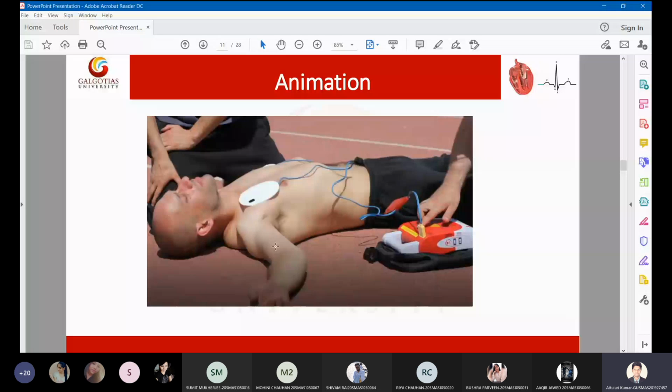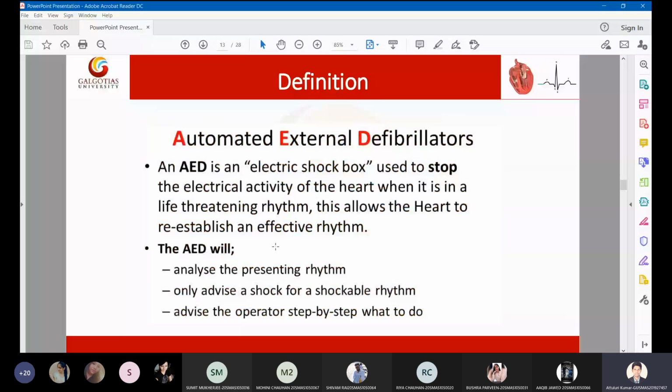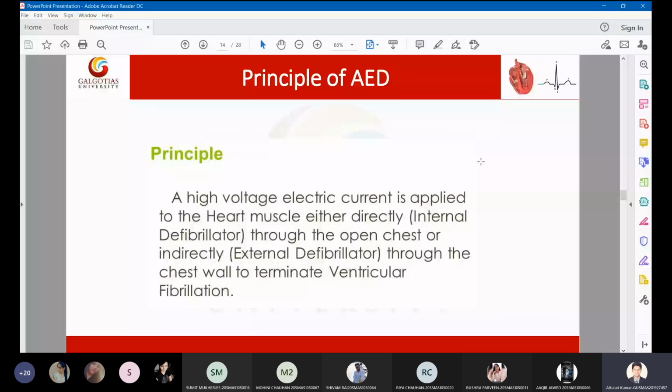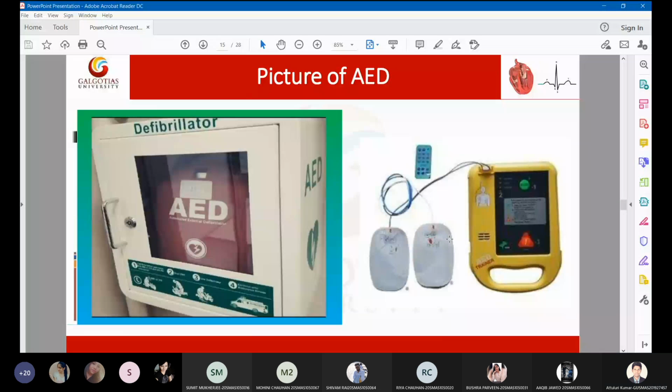So we know how the AED works. AED stands for automated external defibrillator, which is an electric box used for resetting the heart rhythm. The principle is that a very high voltage electric current will be given to the patient, so the heart's natural rhythm will be reset. This is how the AED looks. It's a simple device with 2 electrodes. Sometimes it will come with a remote.